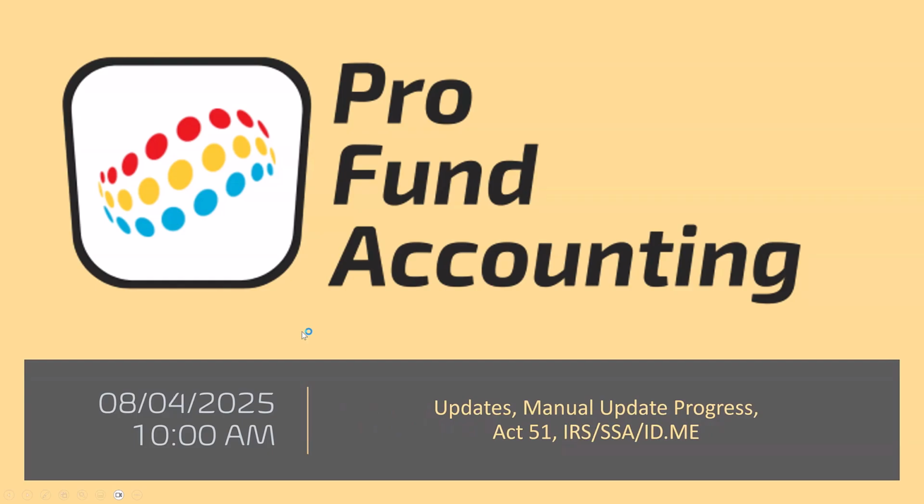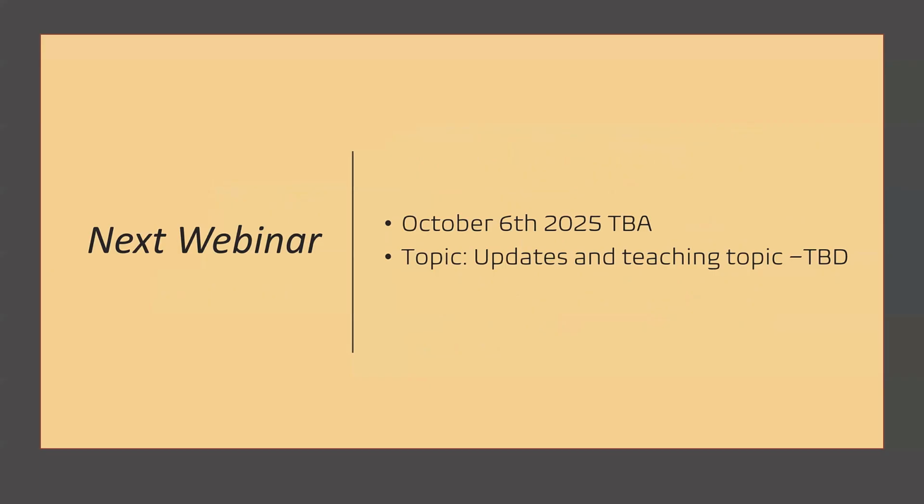Obviously, today we're going to talk about the updates since August's webinar, or the manual update progress that we've been making sure everyone does. The Act 51, which is pretty much done, and we're just finalizing it before we release it. And then obviously, we're going to talk a bit about the IRS, the SSA, and getting all your ID set for this upcoming tax season in preparation for that. Our next webinar will be October 6th.